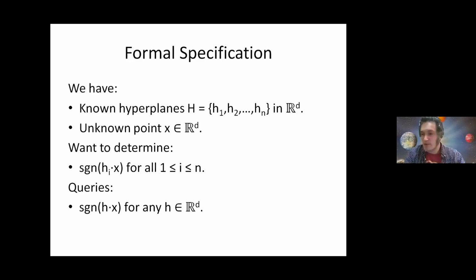The types of queries that I'm allowed to perform are: I can pick any hyperplane normal vector h, and I can query to get the sign of h dot x. And the question is, how many queries are necessary to answer this problem? Okay, are there any questions about this?